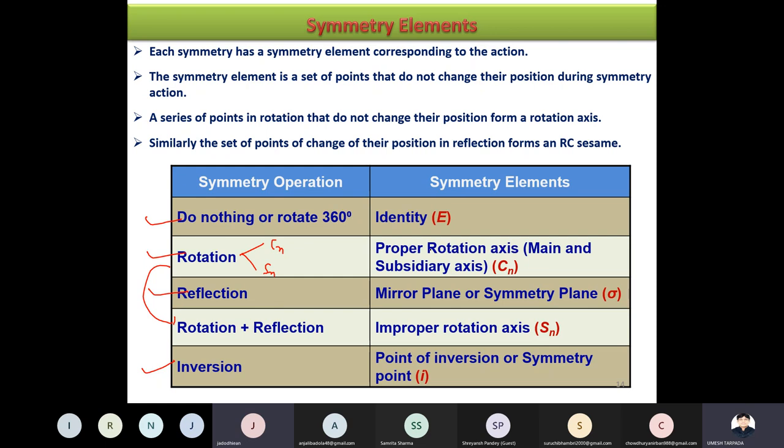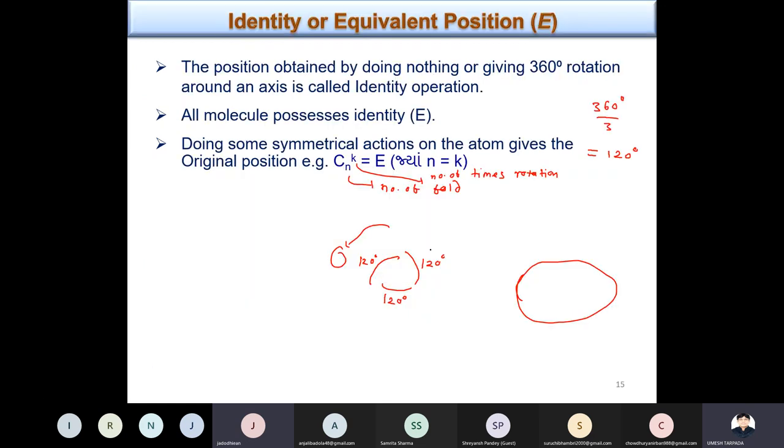So that is, you can say, identity E. This is the first symmetry element, called identity. Identity means its positioning. Rotation is given at angle 360, or you can say nothing is done to the molecule. The molecule remains as it is. Every molecule, all molecules, possess identity E. You are getting the original structure.